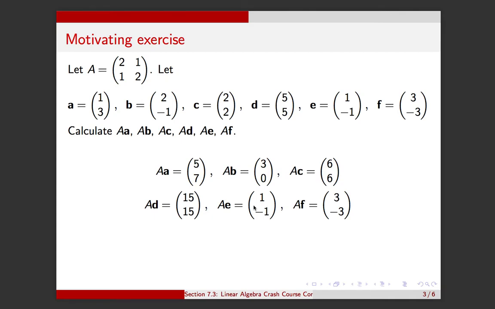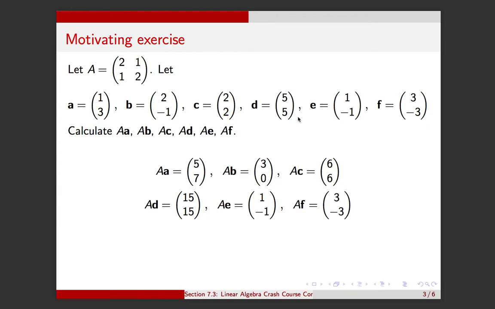Okay, so what's the point of this exercise? There were 6 vectors we fed in. Little a and little b, when you feed those guys in there, their outputs don't have really any relationship to the original vectors. In particular, their outputs are not multiples of the inputs, right? 5, 7 is not a multiple of 1, 3. However, 15, 15 is a multiple of 5, 5, right?